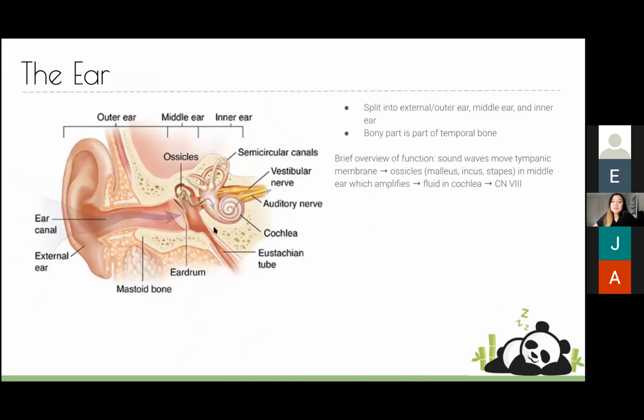And as a brief overview of function, sound waves move the tympanic membrane, which moves the ossicles in the middle ear, which amplifies the vibrations, to move fluid in the cochlea, which goes whoop, whoop, whoop, and through into the vestibulocochlear nerve.